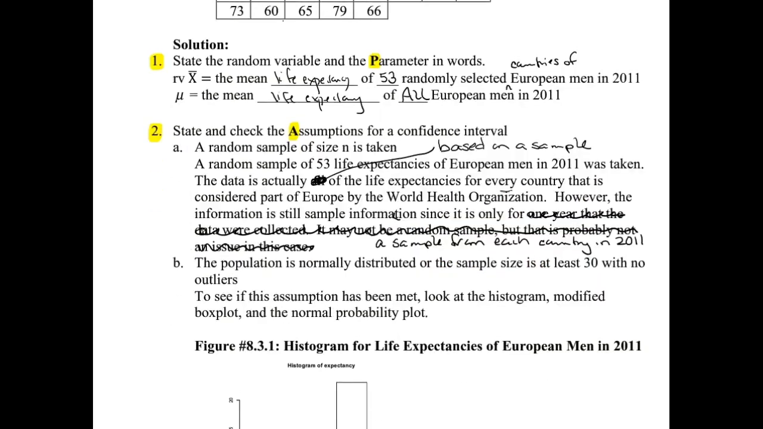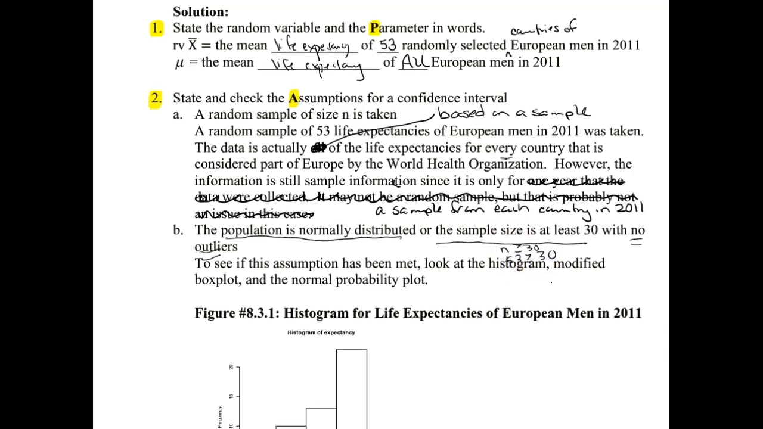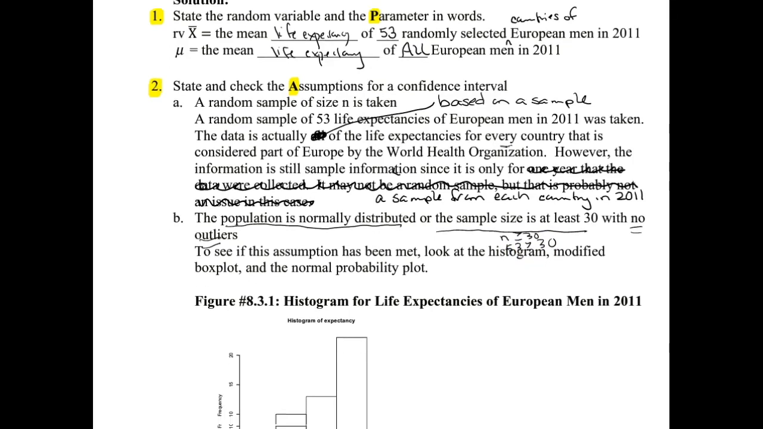The second condition is that we either need the population to be normally distributed, or we need the sample size to be at least 30, and we need to make sure that there are no outliers in the data set. In this case, we are given data, so we don't see the word normal anywhere in the paragraph, but we do have a sample. Here n is at least 30 because we have 53 numbers in our data set. But we are going to run through the graph checks just to refresh our memory on how we would do that. And also we still need to check that there are no outliers in the data set with a modified box plot.